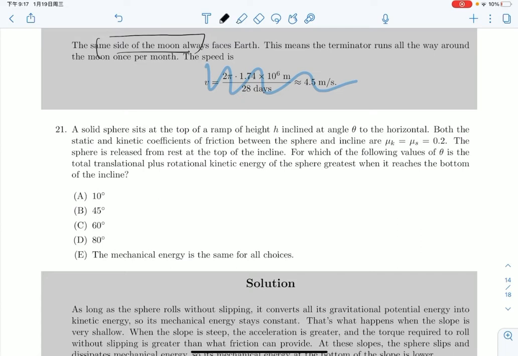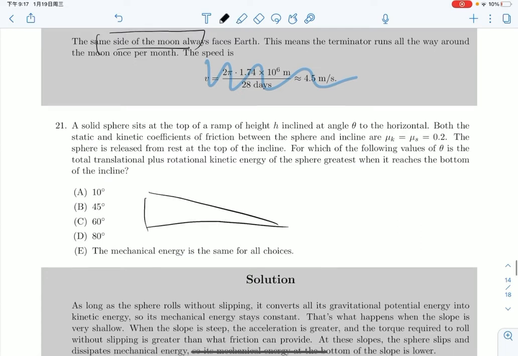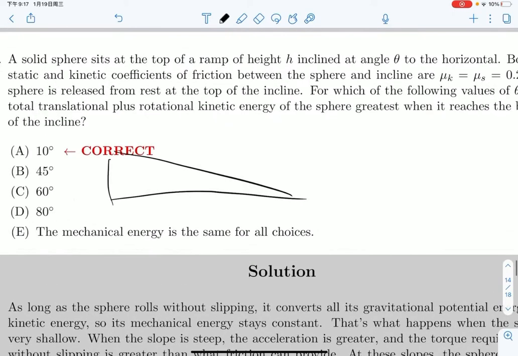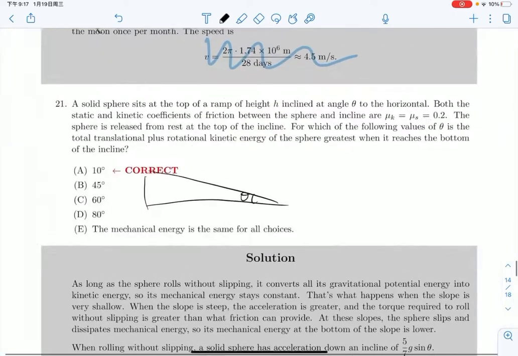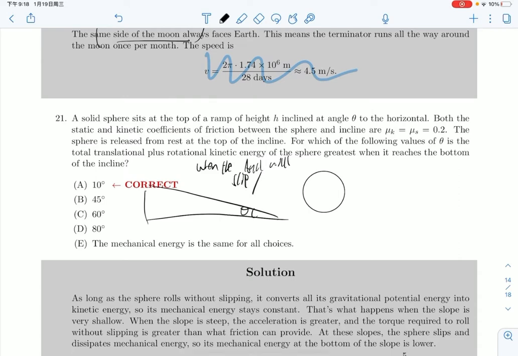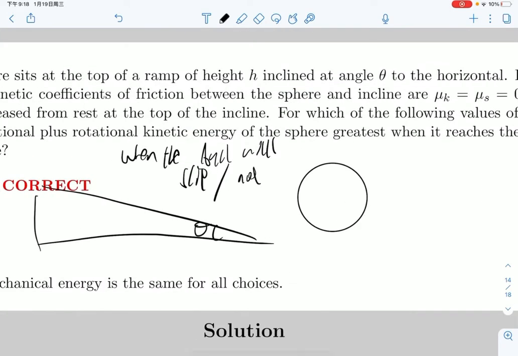I think the answer is probably A. So first, you will need to consider when the ball will slip or not, rolling without slipping.